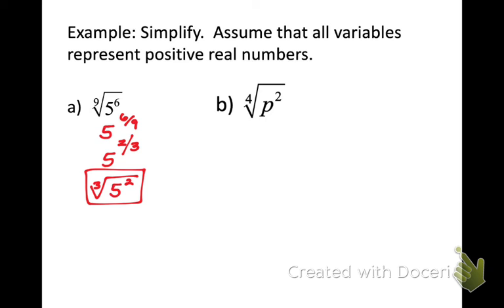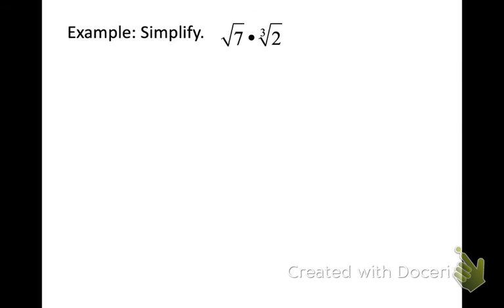For B, again, we can think about how many times does 4 go into 2. Well, it doesn't, so I can turn this into a fraction. So p to the 2 over 4 is the same as p to the 1 over 2, which is the same as the square root of p. Remember, your index is in the denominator. Okay, and here I think is our last one.